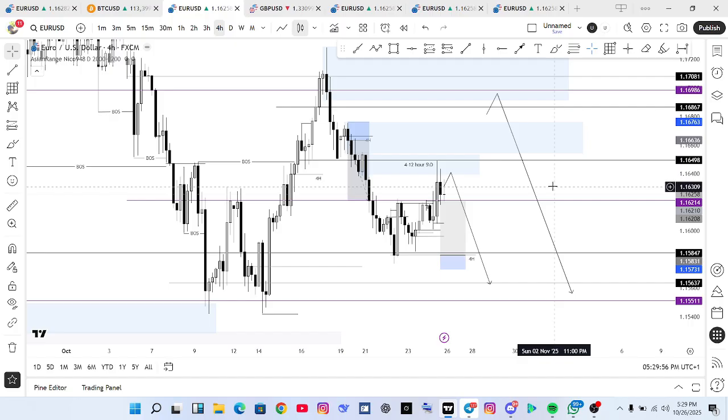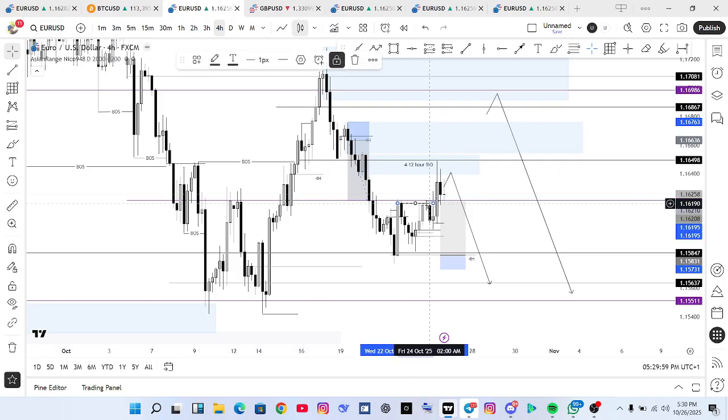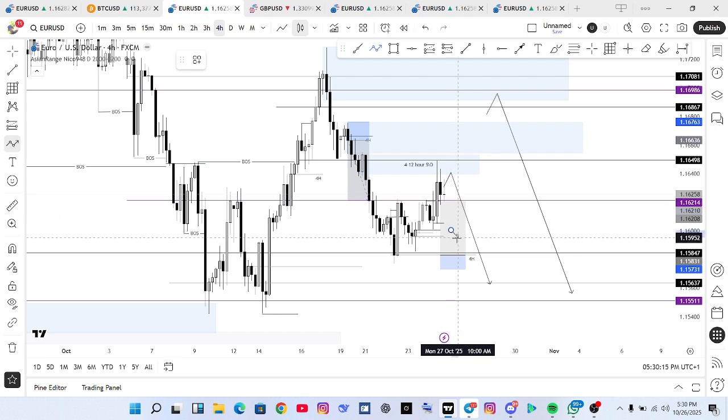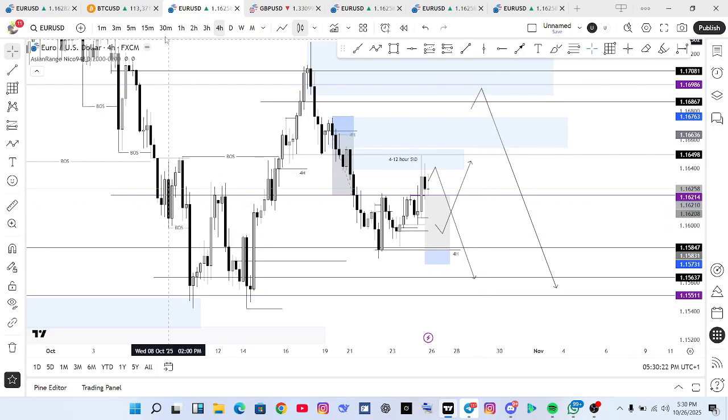Last week was not so great for me. I had some losing trades, but we all know that losing is part of it. So this is what I'm expecting. There's still a possibility that next week the market can still come down to this place and go, instead of selling, but I'm still bearish on Euro USD.